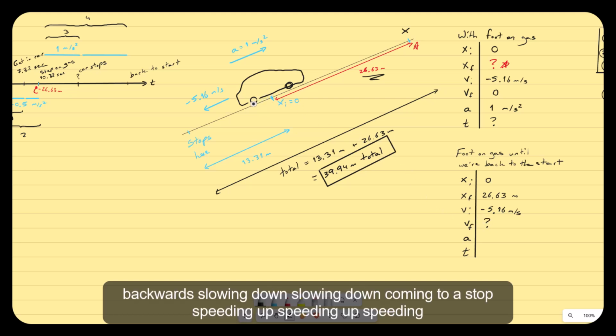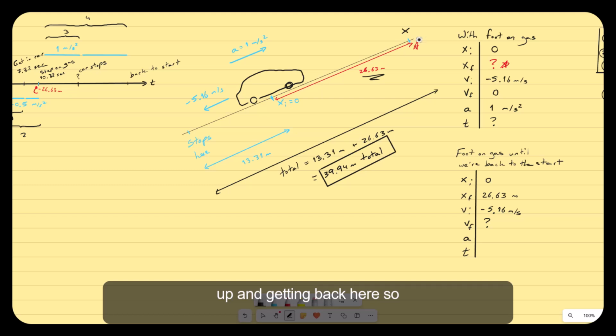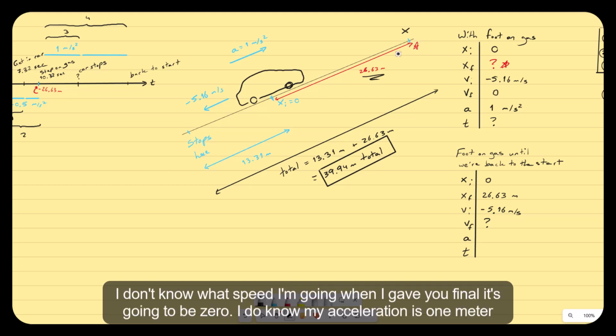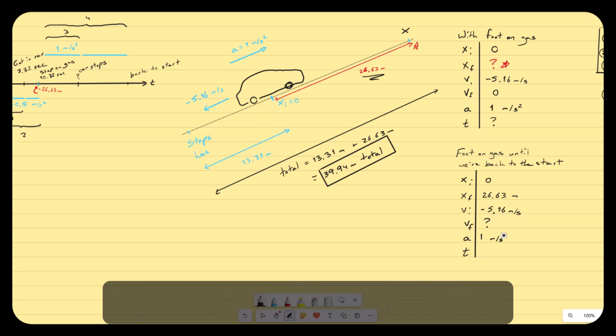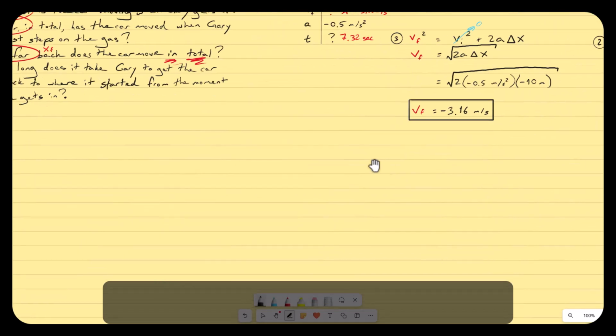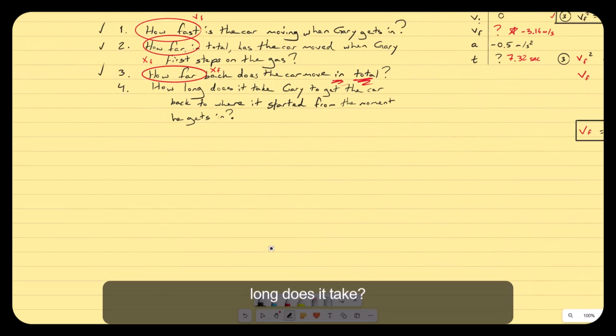My V final, I don't know. I'm sliding backwards, slowing down, coming to a stop, speeding up, and getting back to here. So I don't know what speed I'm going when I get here. I do know my acceleration is 1 meter per second squared. And my time, well, I don't know that either. I'm looking for time.